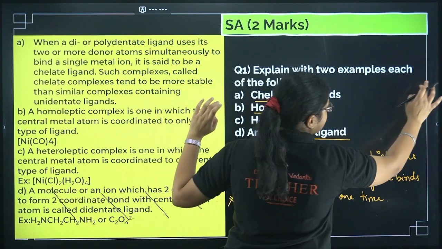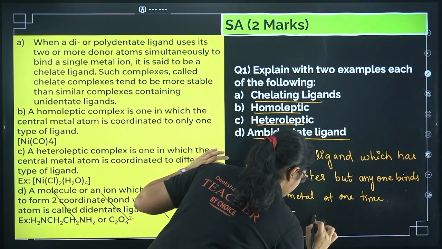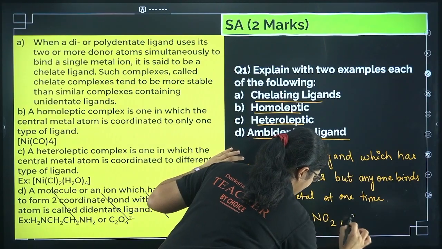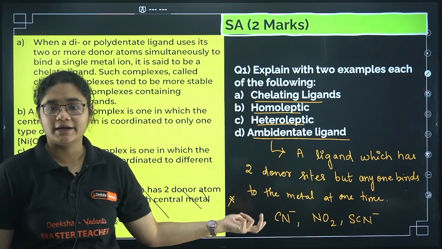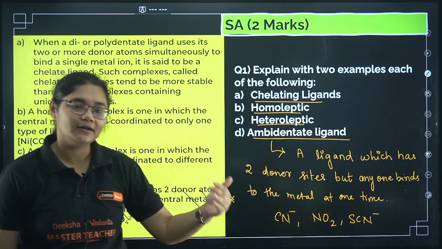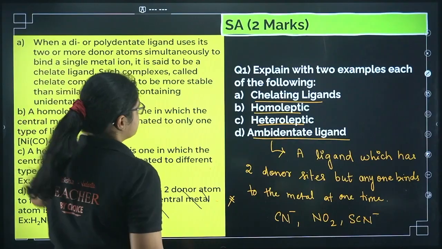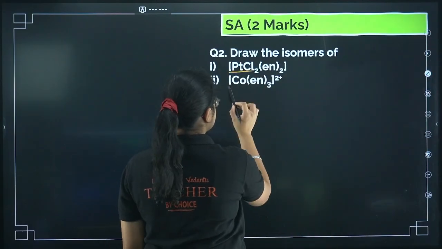Okay, so here we have the example of CN minus. You can have NO2 minus. You have SCN minus. So in CN minus, C and N both can donate. In NO2, N and O both can donate. In SCN also, S and N both can donate. Okay. Next question, the second question here is: draw the isomers of PtCl2 en2.